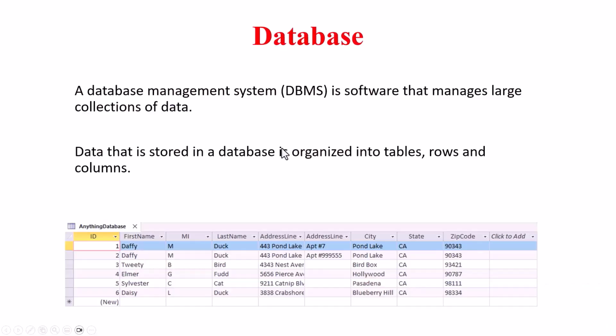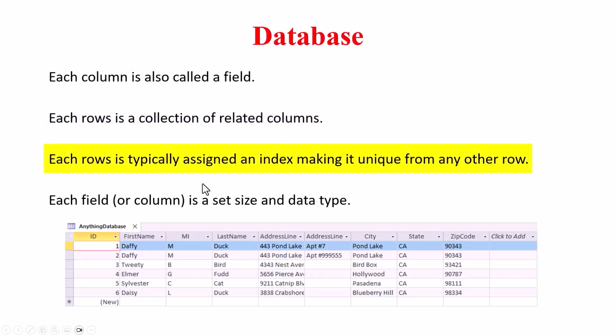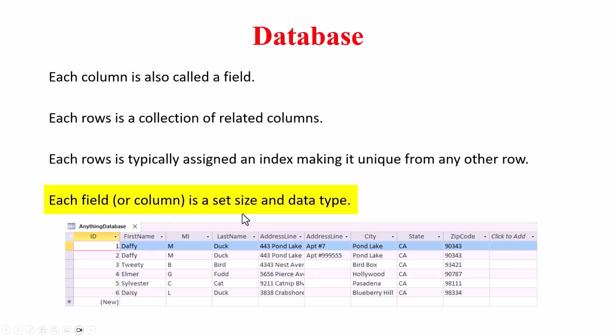From when we looked at the Anything Database version 2 in the text processing area, the same stuff was going on. Database management system, we had something like this, where it had the records in here: first name, middle initial, last name, and so on down the line. This is in a spreadsheet version, or it's going to even be a database version from Access. And it's basically rows and columns. That's what we're dealing with here. Each column is called a field. Each row is a collection of related columns. Each row is typically assigned an index, making it unique from any other row, and each field or column is a set size or data type.